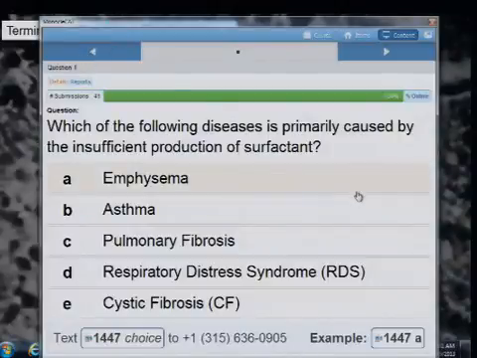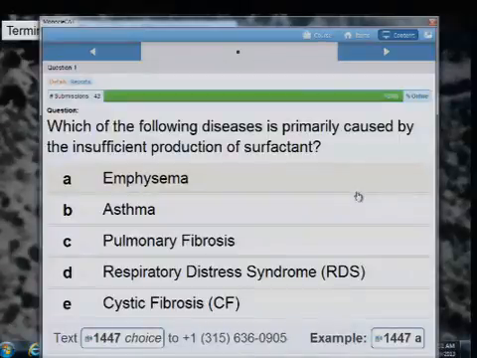So anyway, go ahead and pick the right question or answer. Which of the following diseases is primarily caused by the insufficient production of surfactant? We talked about that earlier in the lecture.